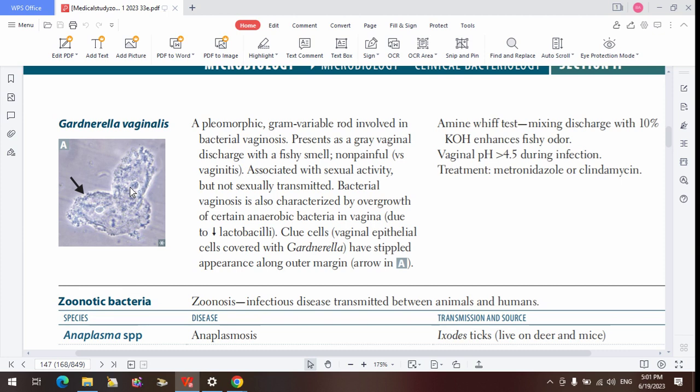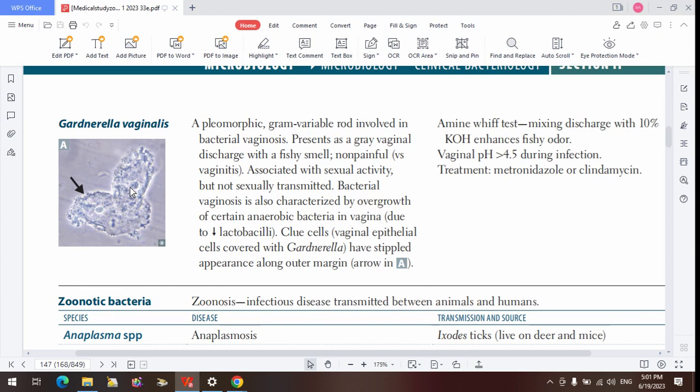So how do they present? They present with gray white discharge. Very important. Gray white vaginal discharge that has a fishy smell. Gray white vaginal discharge with a fishy smell, you are on your way to making diagnosis of bacterial vaginosis.